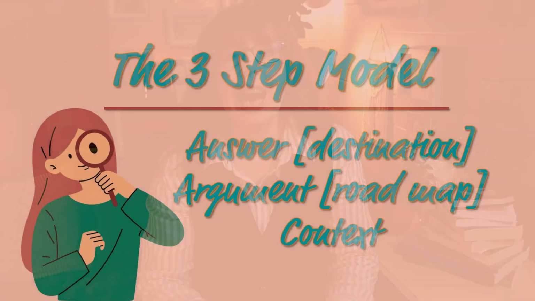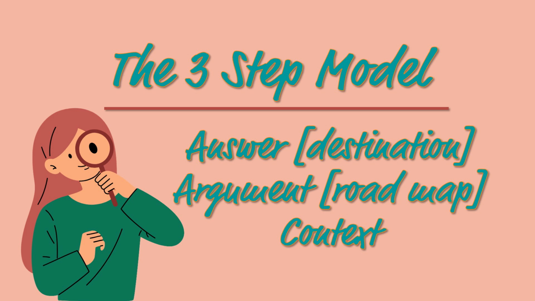I hope that seeing this example has helped you to visualise what the three-step model looks like in practice. Remember that writing an essay introduction involves differentiating the form and the content of an essay, and how applying the three-step model of answer, argument and context can help the author to communicate their intentions in the essay to the reader.